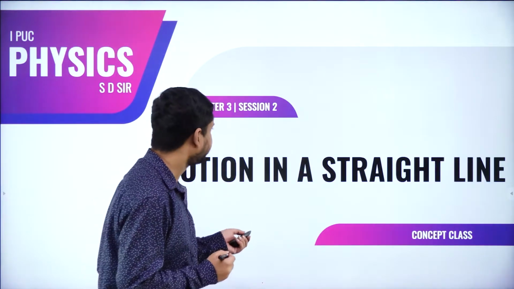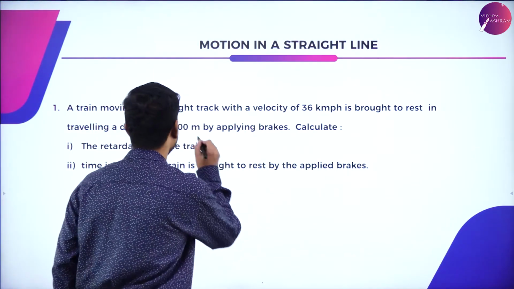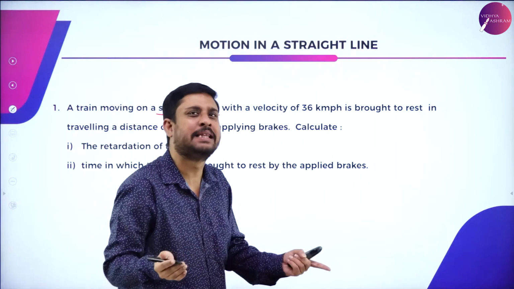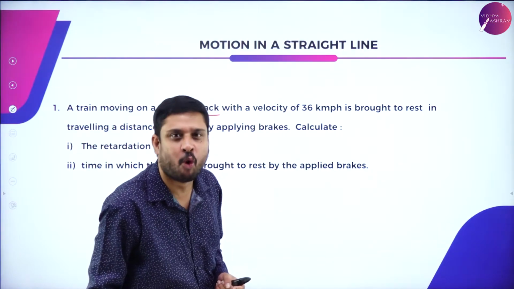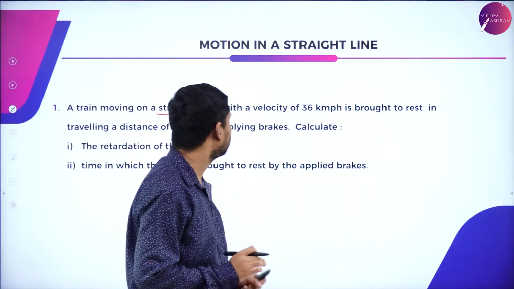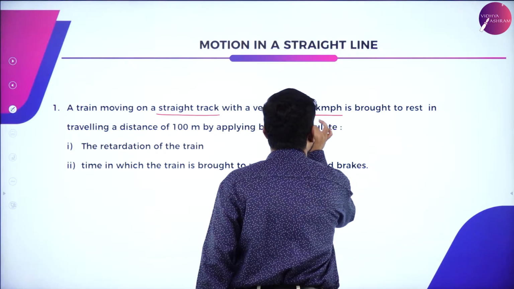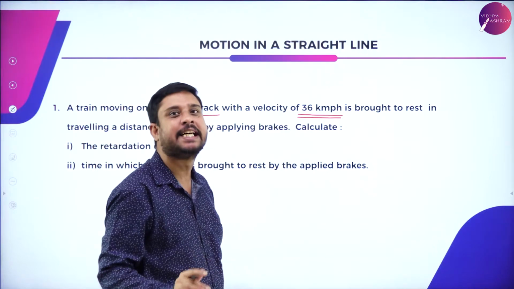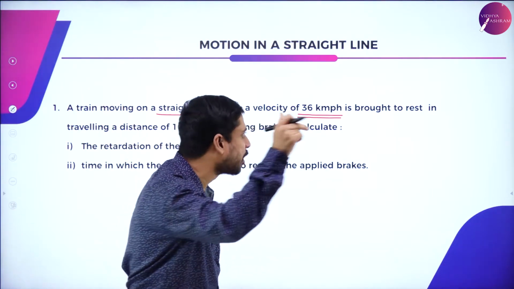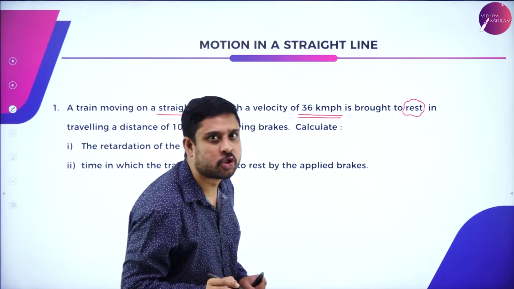The first one: a train moving on a straight track, one dimensional motion, motion in a straight line, with a velocity of 36 kilometers per hour is brought to rest.